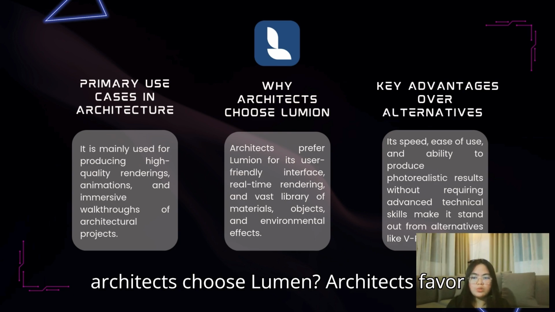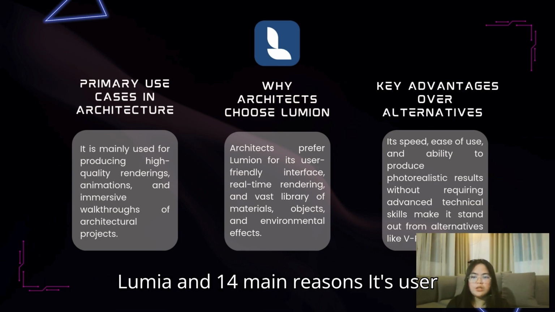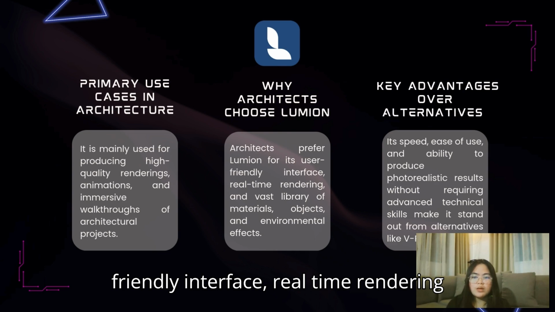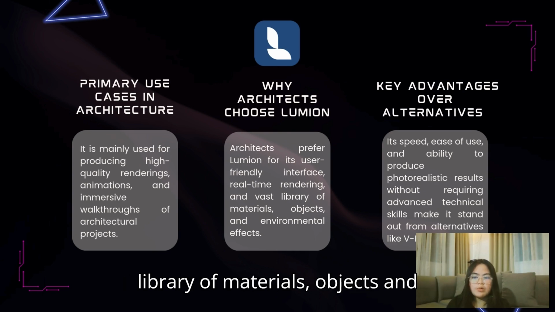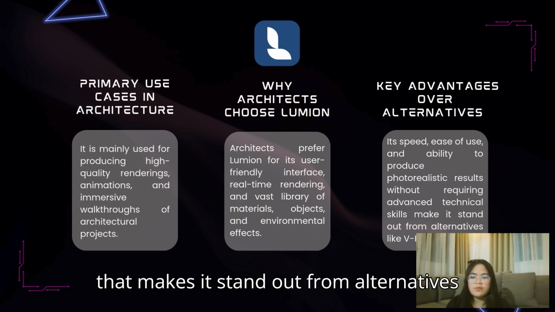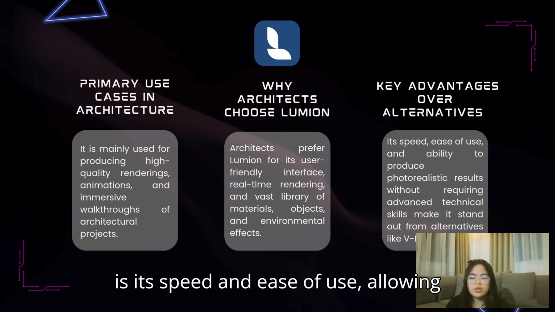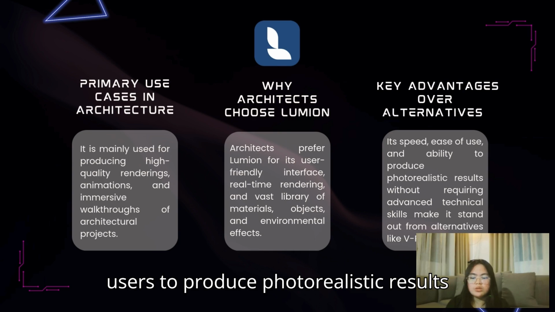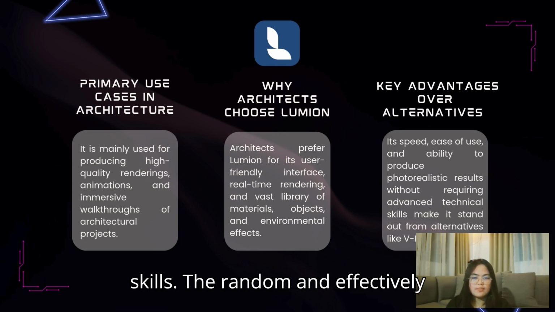Why do architects choose Lumion? Architects favor Lumion for three main reasons: its user friendly interface, real time rendering capabilities, and its vast built in library of materials, objects, and environmental effects. A key advantage that makes it stand out from alternatives is its speed and ease of use, allowing users to produce photorealistic results without requiring advanced technical skills.